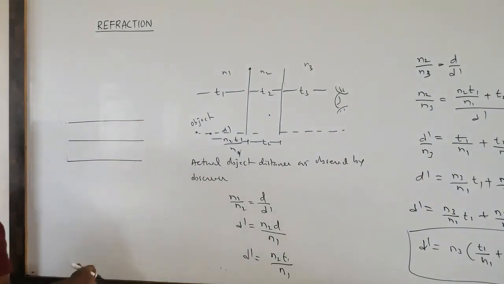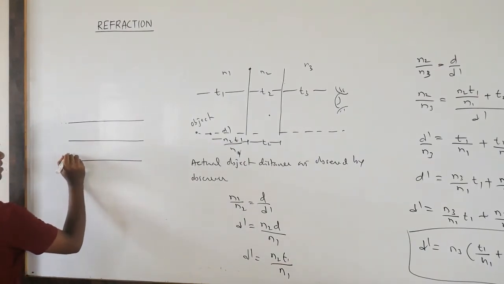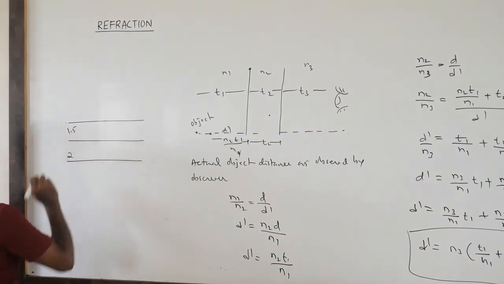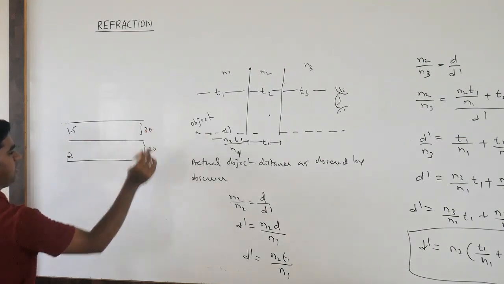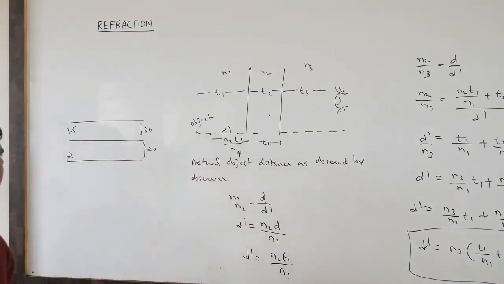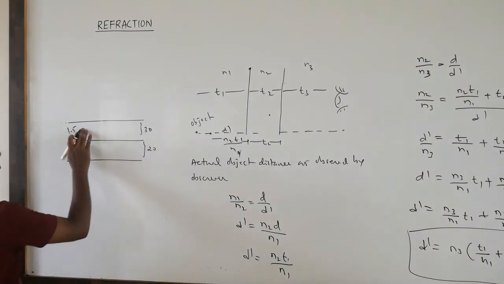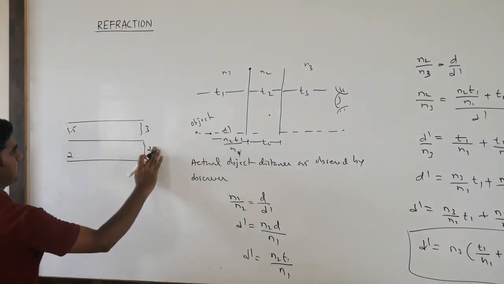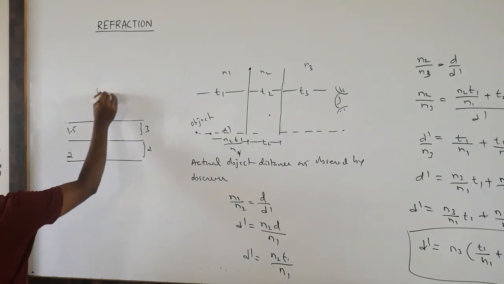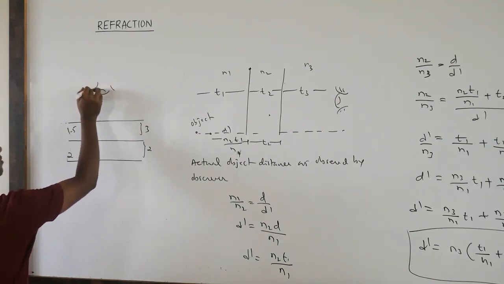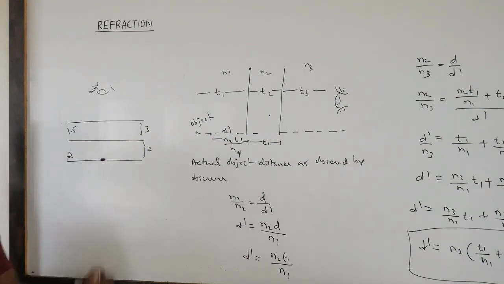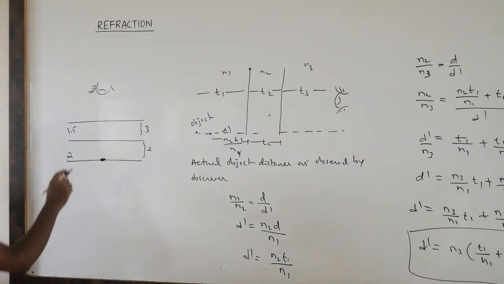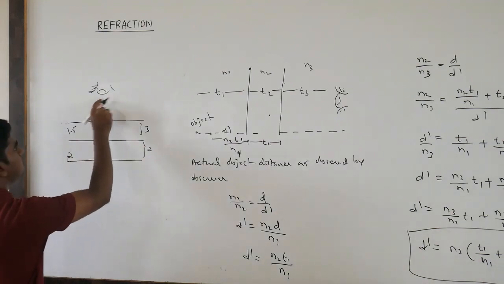Now here you can take it as 2 and here you can take it as 1.5. So thickness you can take it as 20 and this you can take it as 30. Okay, so now you can take it as 3 and 2. Okay, so if the observer is here and the object is at this point, what will be the distance of this object observed by this observer?